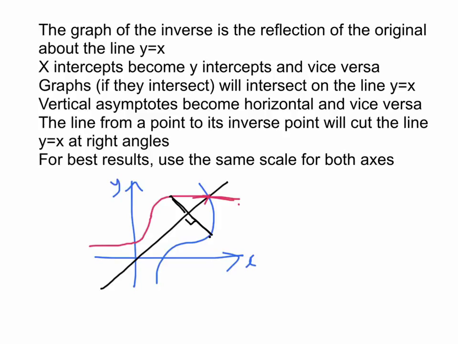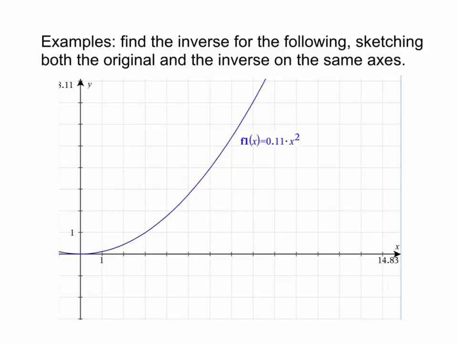And for best results, use the same scale for both axes. What that means is, if you're going 1, 2, 3, then you've got to make sure it's 1, 2, 3 on the other axis. So here's an example. Find the inverse of this blue graph, sketching both the original and the inverse on the same axes. Right, so the first thing I do is make sure I add the point that I should have put in there, which is (3, 1), that's the original point.